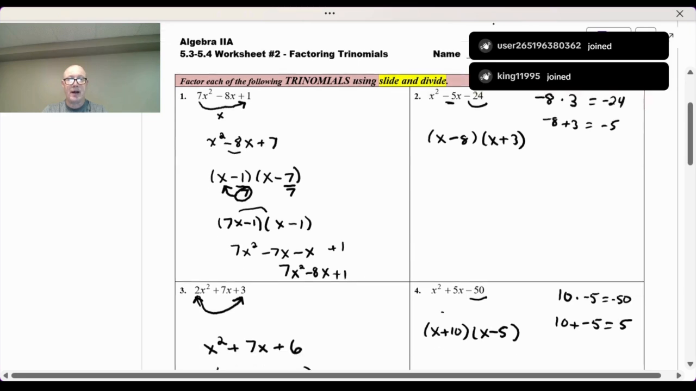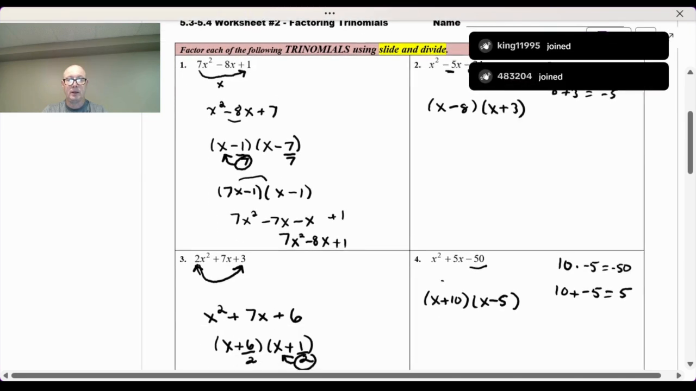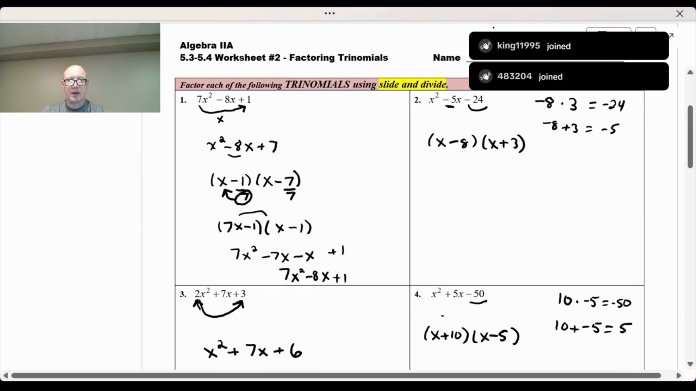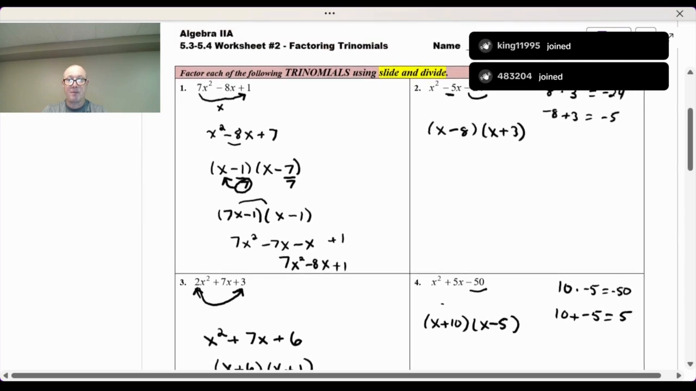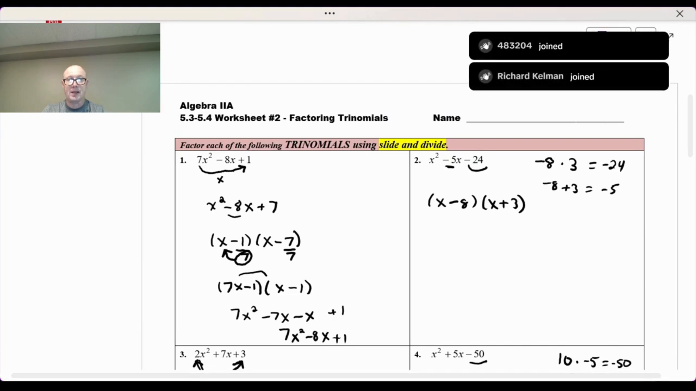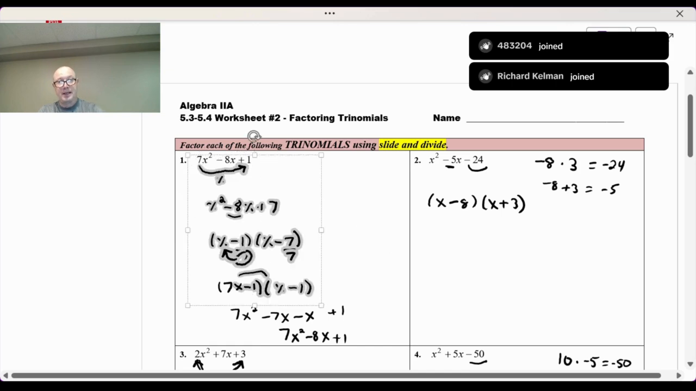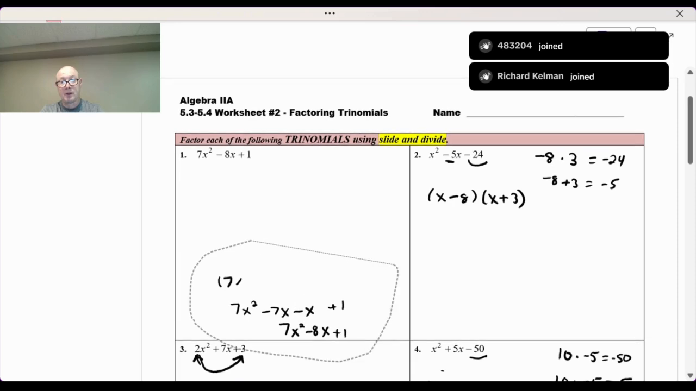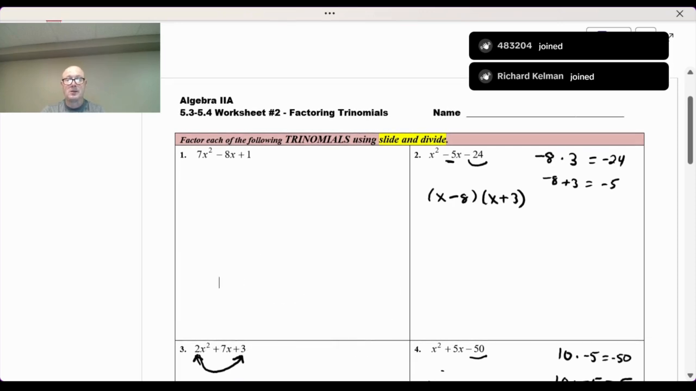Instead of slide and divide, let me show you factor by grouping, because it said I need to stream for 5 more minutes here, okay? So that'll give me 5 more minutes. So let's do the first one by factor by grouping instead, because some students actually like factor by grouping. I think slide and divide is the easiest method, but this is definitely another way that you can do this, factor by grouping.